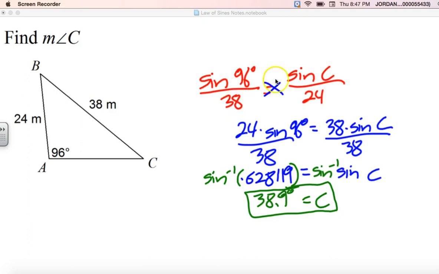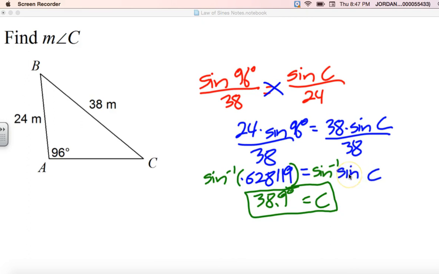Now we cross multiply, so 38 times sine of C equals 24 times sine of 96. And then we want to get C by itself, right? That's our value we're trying to find. So since it's 38 times sine C, we need to divide both sides by 38. That leaves sine C on the right, and we do 24 times sine 96, and then hit divide by 38, and we get 0.628119.